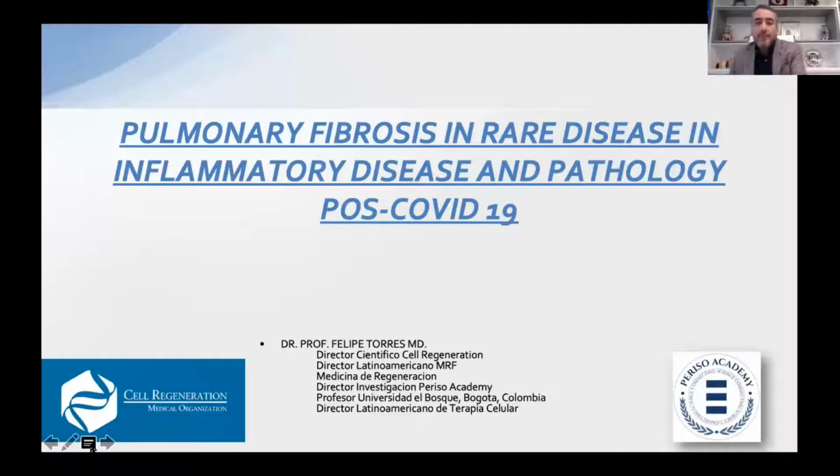Okay, pulmonary fibrosis as a rare disease, and inflammatory disease in pathology post-COVID, is very important. It has the same etiologies. The only difference is that the interleukin upregulation is very, very high and incrementing, and the problem is no return to normal functionality. The real problem is fibrosis in different tissues. Today, it's more important to understand fibrosis in the lung, but the other tissues are very important too.